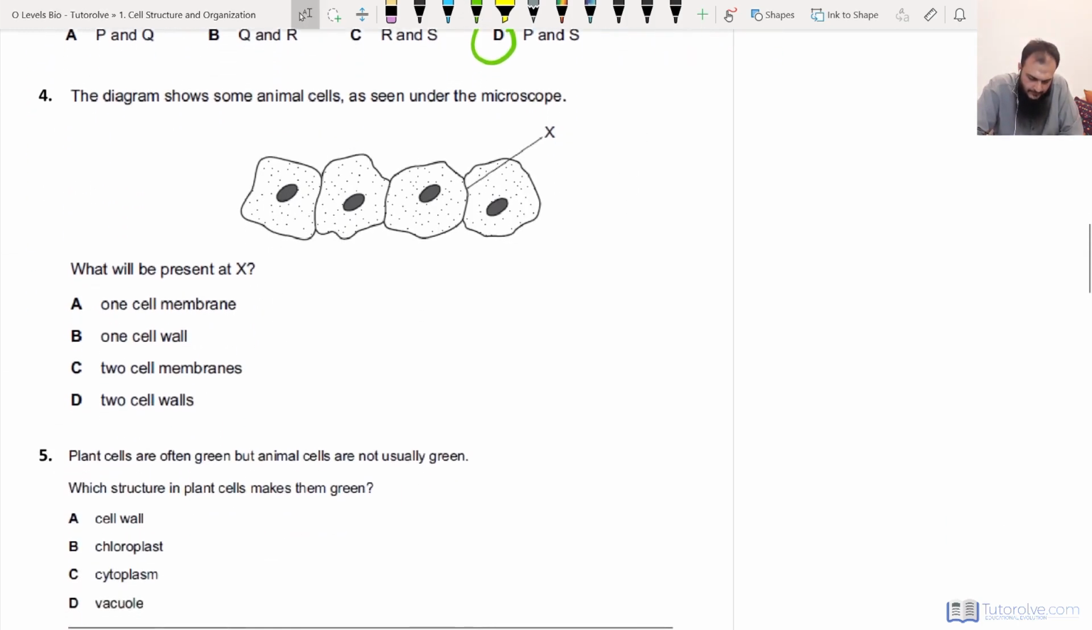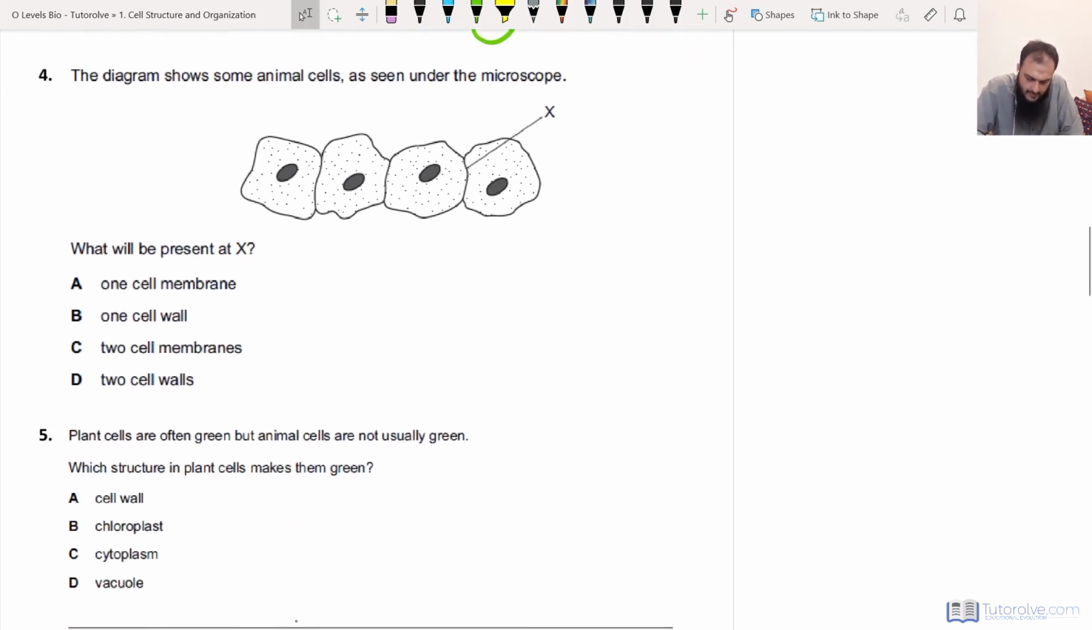Alright, question number 4. The diagram shows some animal cells as seen under the microscope. What will be present at X? Let's find some hints in the question. The diagram shows some animal cells, so we're not talking about plant cells. Plant cells are ruled out, which means that the cell wall is also ruled out. So what will be present at X? Of course, we know it will be cell membrane.